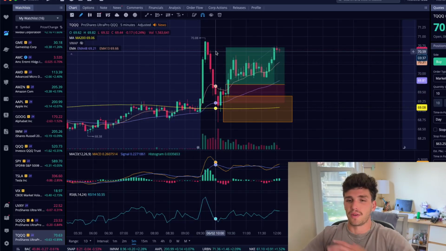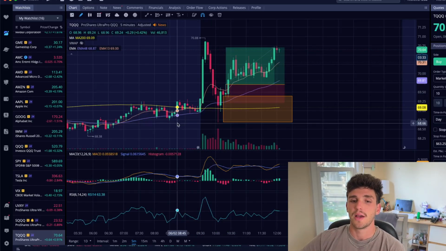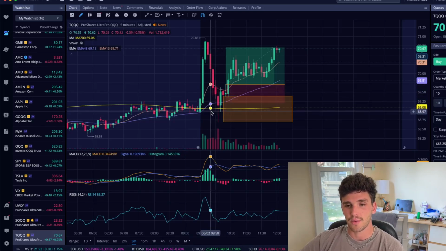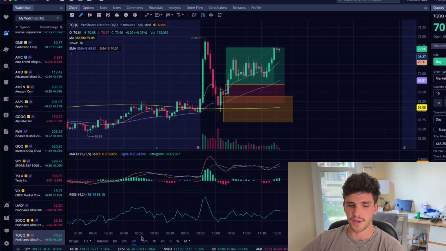Obviously, I missed this move. If you're taking that move, where's your entry? Please drop it in the comments below. But we come back, we find this liquidity right here, and we make an upside move off of it.